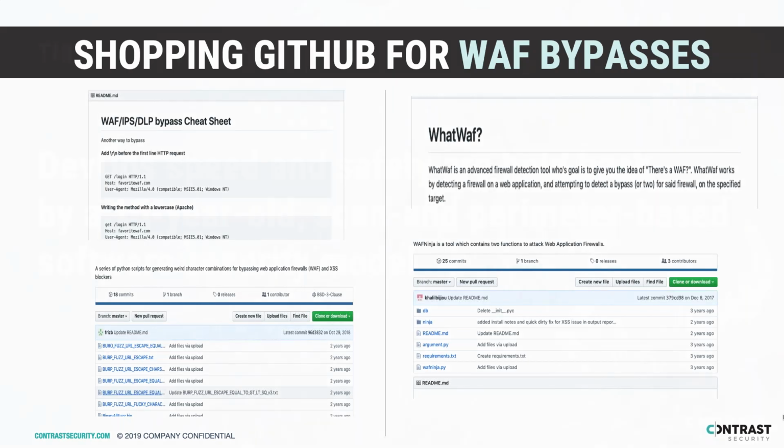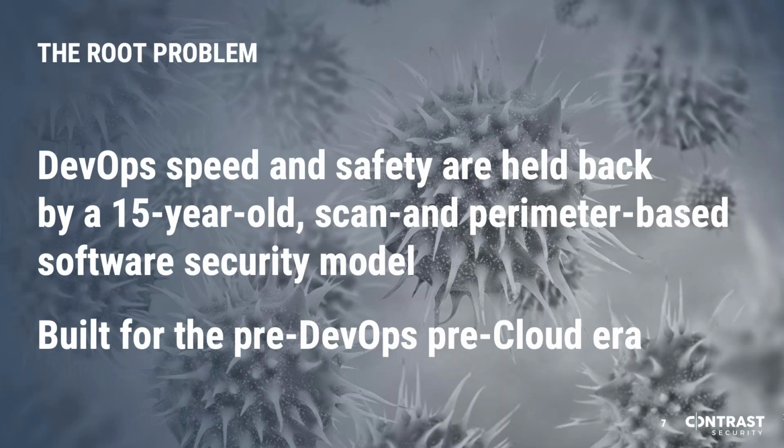Now, the root of the problem is the state of the practice for application security is based on a 15-year-old scan and perimeter-based software security model. This was built for the pre-DevOps, pre-cloud, pre-microservices era. So it's no wonder that it cannot keep pace with the needs of DevOps.